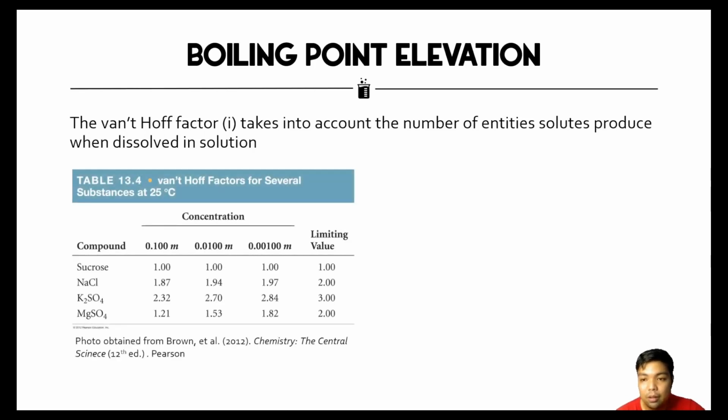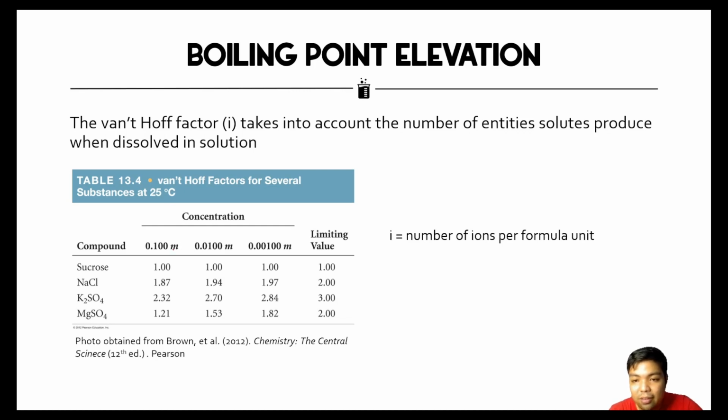So for example, since sodium chloride forms 2 ions in your solution, the sodium cation and the chloride anion, it will have a limiting or a theoretical van 't Hoff factor of 2.0. Okay? So potassium sulfate, since it produces 3 ions, the 2 potassium ions as indicated by the subscript 2 here in your potassium sulfate, and 1 sulfate anion, so that is a total of 3, and thus the limiting value of the van 't Hoff factor will be equal to 3. So basically your van 't Hoff factor is just the number of ions produced per formula unit of your strong electrolyte.